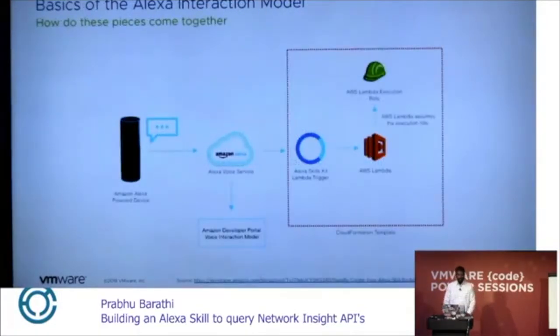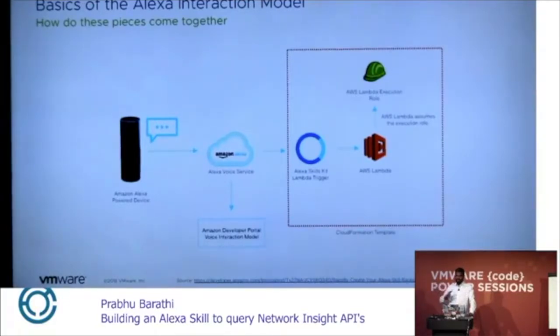So let's take a quick look at the interaction model. You probably have a sense of what it looked like already. Basically, if you look at the far left, you have your Alexa device itself. Then you have the voice service. The big blue bubble, the cloud-looking thing there, is your developer console that you go and start to build from. The blue circle that's inside the CloudFormation template is the skills kit.